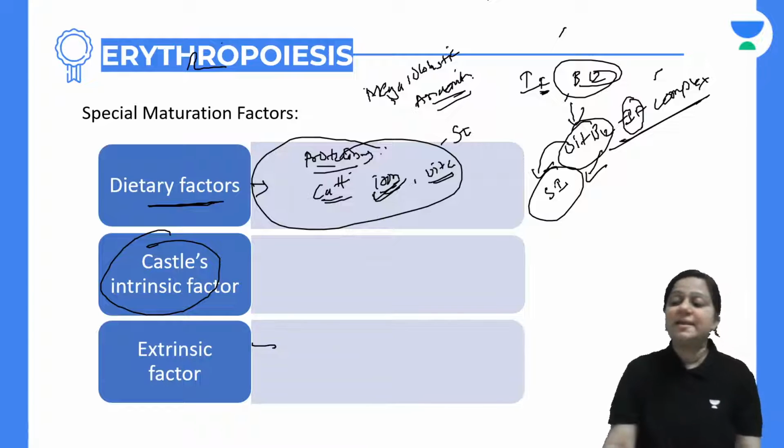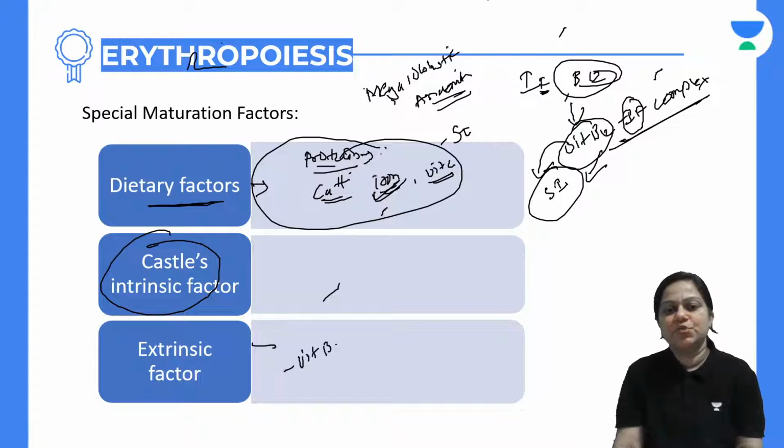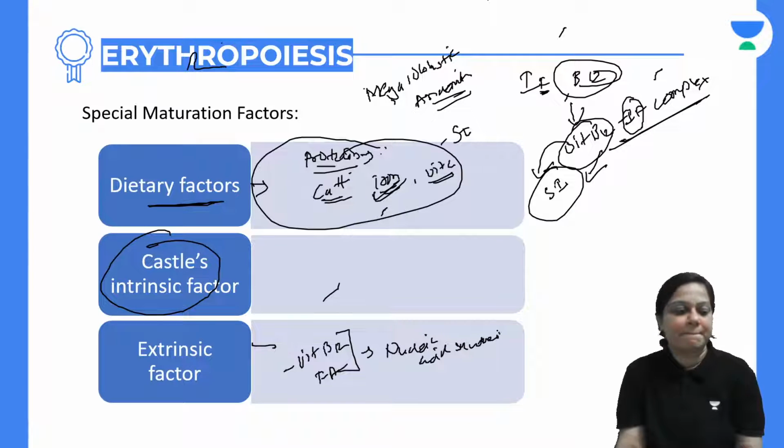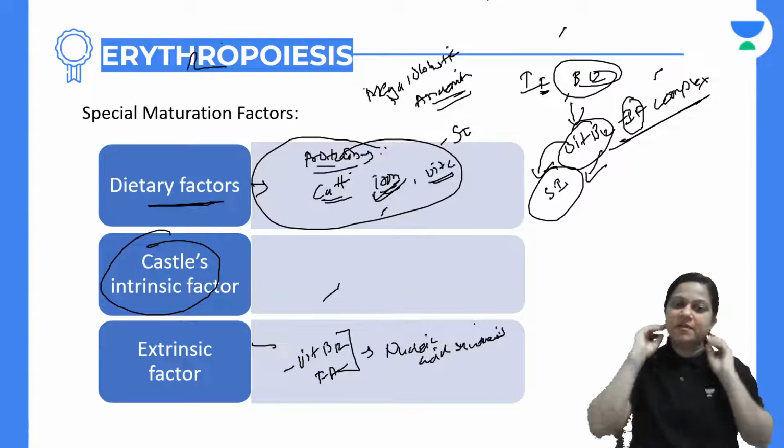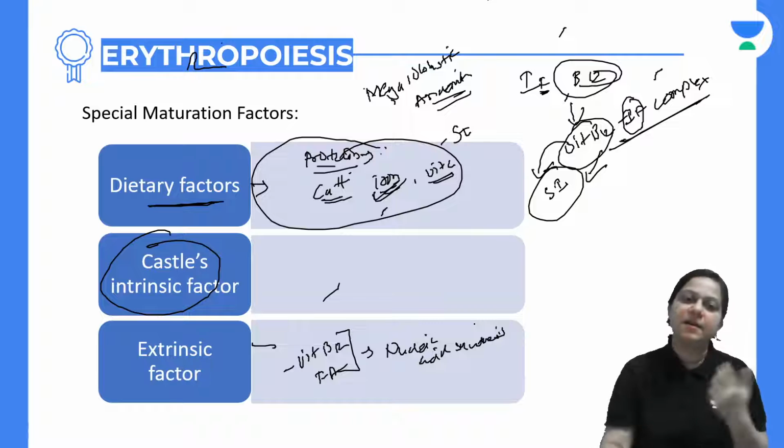Now come to the extrinsic factors, like vitamin B12 and folic acid. These two are needed for nucleic acid synthesis, right? So this is important. All these maturation factors are needed.